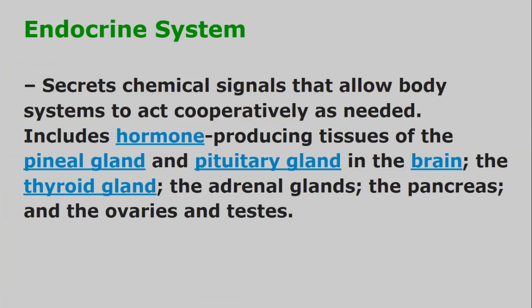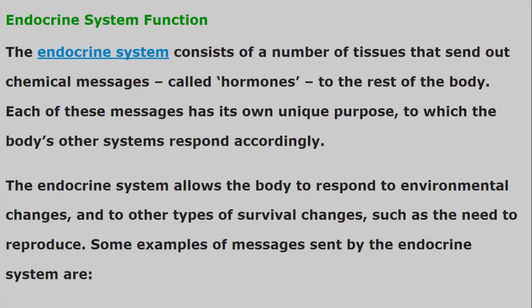Secret chemical signals that allow body systems to act cooperatively as needed include hormone-producing tissues of the pineal gland and the pituitary gland in the brain, the thyroid gland, the adrenal glands, the pancreas, and the ovaries and testes. The endocrine system consists of a number of tissues that send out chemical messages called hormones to the rest of the body.